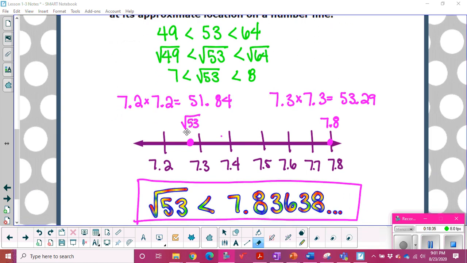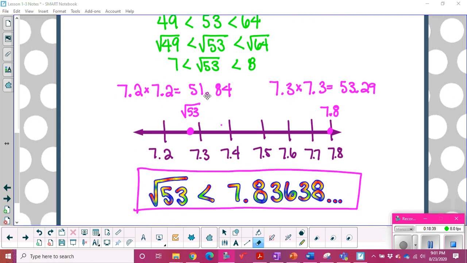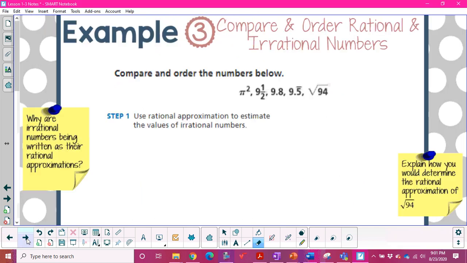Okay, so when I did all this, I found out it was approximately between 7.2 and 7.3, so about right here. And the other number was 7.83638, so it was 7.8 rounded to the nearest tenth. So it's obviously larger than the square root of 53. Okay, so let's look at the next example.